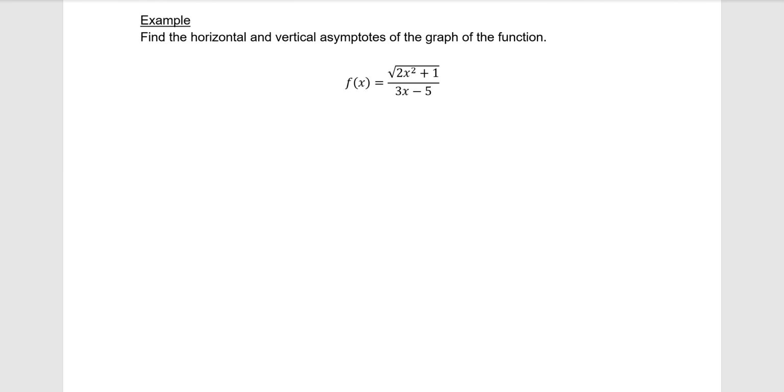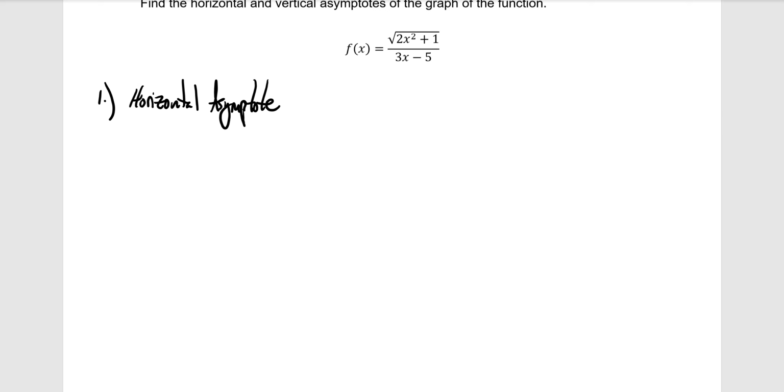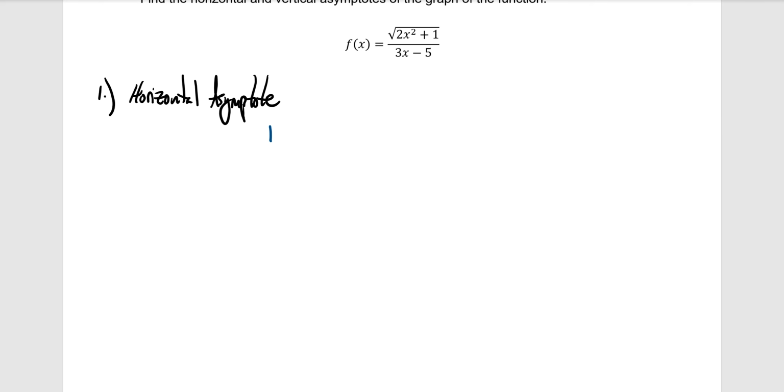Okay, next question. Find the horizontal and vertical asymptotes of this function. Let's start with the horizontal asymptote. We need to do two things. We need to do the limit as x goes to infinity and the limit as x goes to negative infinity. So let's do positive infinity first. So this is going to be similar to what we just did.